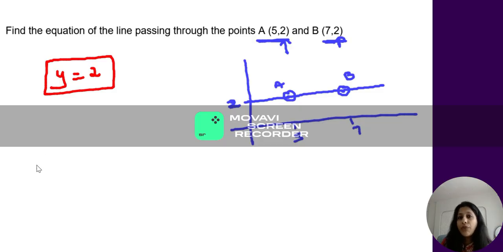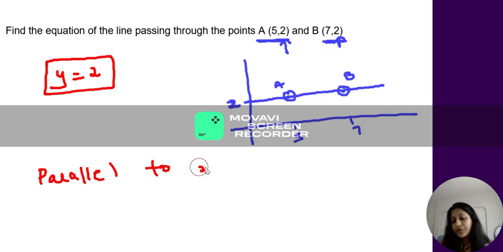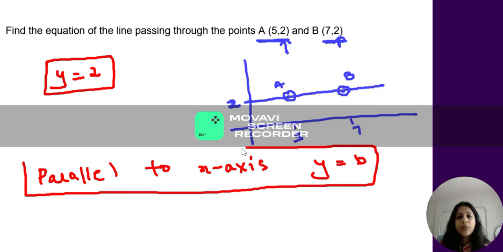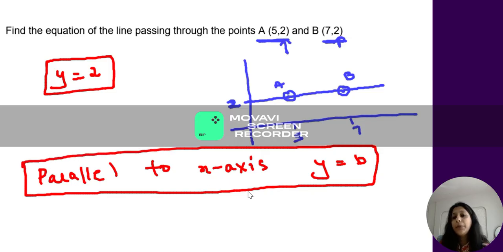So any line which is parallel to the x-axis is of the form y is equal to b. The equation of any line which is parallel to the x-axis has an equation of the type y equal to b, where b is your y-intercept. So in this case, it is 2, so my equation is y equal to 2.